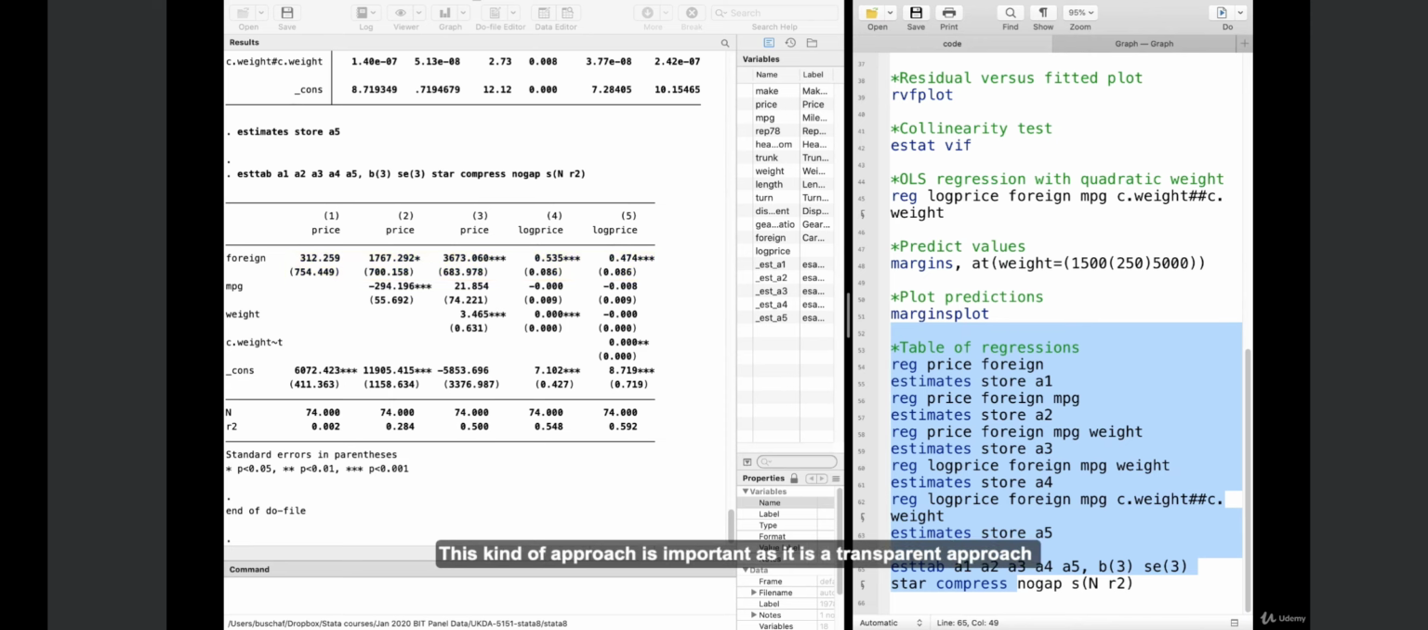This kind of approach is important as it is a transparent approach that shows the ingredients of how this particular statistical meal was made. Readers can judge for themselves if they agree with your particular conclusion or not. And this concludes this practical session on ordinary least squares regression.